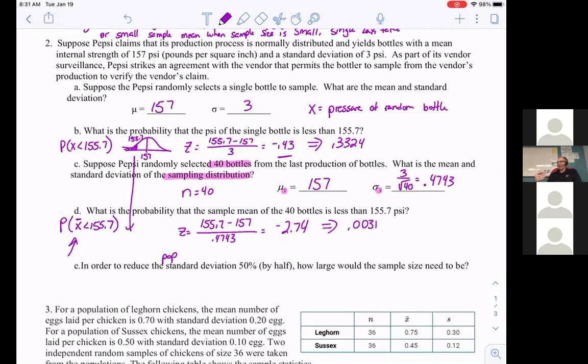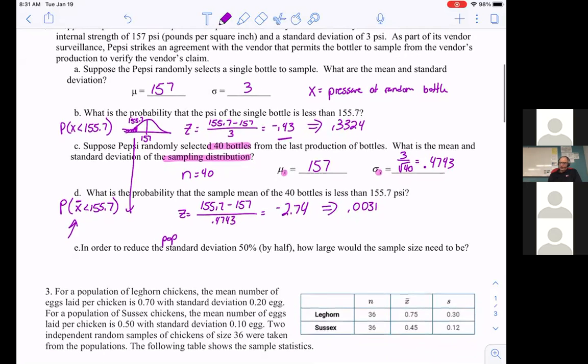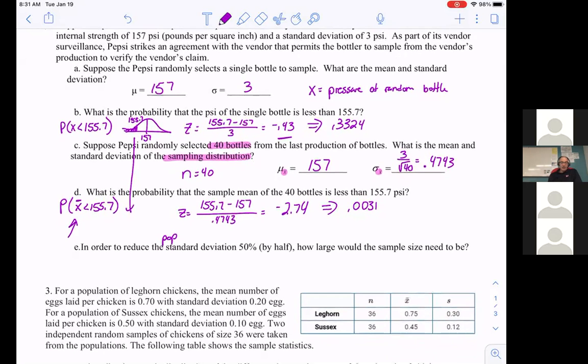But this is our ability to connect the dots as far as what we're talking about, the sample size of a mean, okay? So I know that the standard deviation of my sampling distribution is equal to the population standard deviation divided by the square root of n. So now we have to think about what happens here. I want my standard deviation to be cut in half. So what's my standard deviation? It was 3. I want to cut it in half, so that means I want to get my standard deviation reduced down to 1.5.